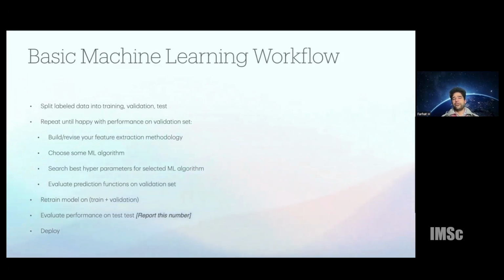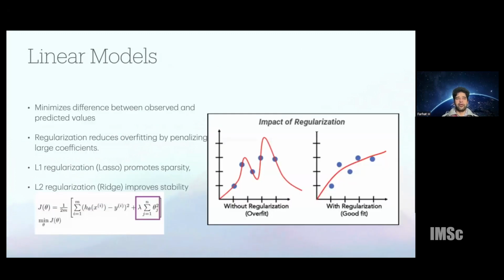That is, you do feature extraction, you choose a particular ML algorithm, and you search for the best hyperparameters for the selected ML algorithm. Usually what you do is something like a grid search or some kind of optimized search, where you try to find which set of hyperparameters gives you the best performance. And then you evaluate the prediction function on the validation set. Finally, once you have selected a particular model, you can retrain the model on the training and validation set. You evaluate performance on the test set finally, and that is the number that you report, and you can go ahead and deploy that model. So this is our basic machine learning workflow.